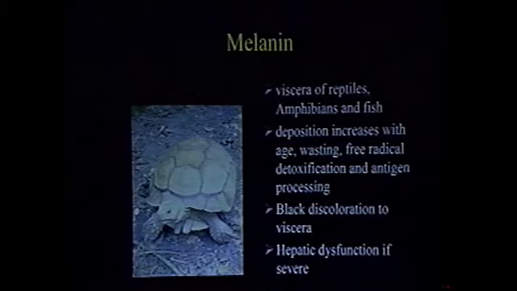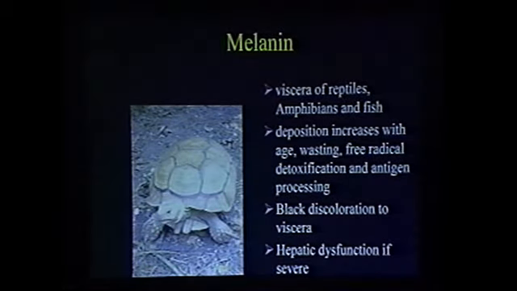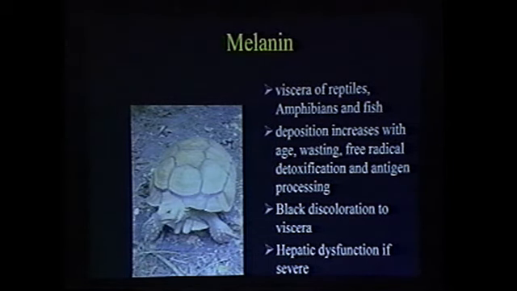Melanin is commonly deposited in the viscera of reptiles, amphibians, and fish. Melanin deposition increases with age, wasting, free radical detoxification, and antigen processing. Melanin results in black discoloration of the viscera, the mesentery, and the skin. Hepatic dysfunction can occur if melanin deposition in the liver is severe.